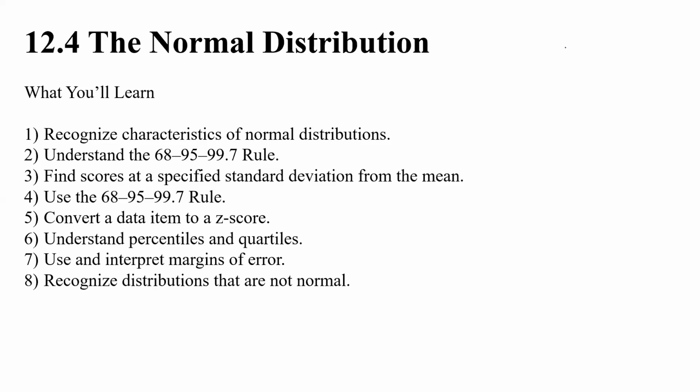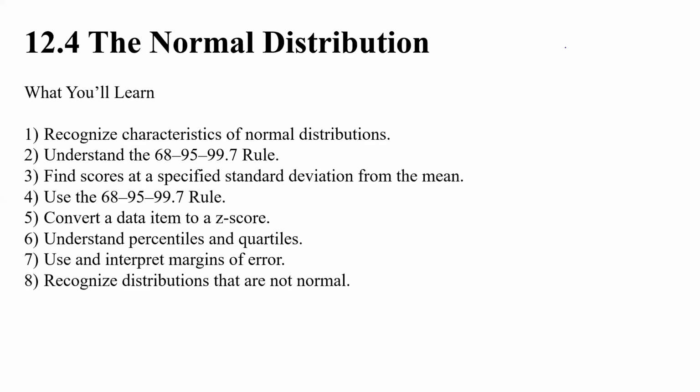All right, so here we are in 12.4 on the normal distribution. What we're going to learn is to recognize characteristics of normal distributions. We're going to understand the 68, 95, 99.7 rule. We're going to find scores at a specific standard deviation from the mean. We're going to use the 68, 95, 99.7 rule.